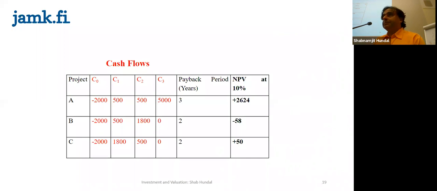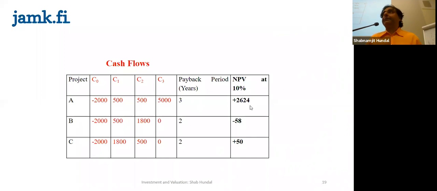But there's a problem. The problem is highlighted here. Look. Perhaps you will get some ideas if you are attentive. The three projects, each of them have the same cost, C0, because it's a cost, so I put the sign minus in front. The project A, you get 500 first year, 500 second year, 5,000 third year. All right, so you can't recover your cost before third year. Can you see it? So you can't recover your cost before third year.